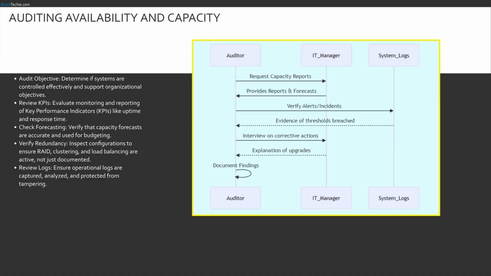In this audit sequence, the auditor starts by requesting capacity reports from the IT manager. The manager provides the paperwork. However, the auditor validates this by checking the system logs directly. If the logs show thresholds were breached, the auditor interviews the manager about corrective actions. Finally, the auditor documents the findings, comparing the manual reports against the system evidence.